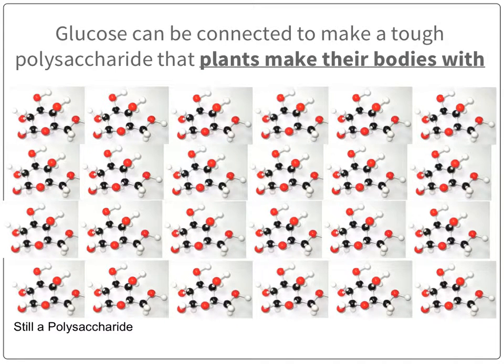And before you know it, look at this. I don't even know how many sugars are here. I suppose I could count them. 1, 2, 3, 4, 5, 6, 7, 8, 9, 10, 11, 12, 13, 14, 15, 16, 17, 18, 19, 20, 21, 22, 23, 24. Still a polysaccharide. All right, so glucose can be connected to make tough polysaccharides that plants use to make their bodies with. And again, when we were talking about the weight of a plant coming from the air, here are all those carbon molecules that are formed during photosynthesis. These are all giving the plant its weight.